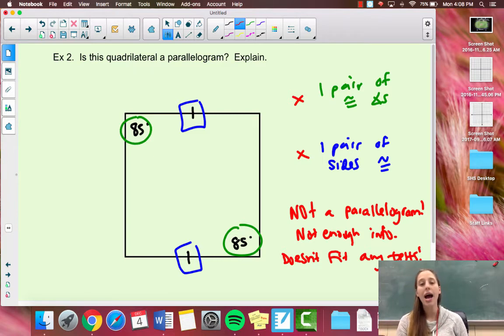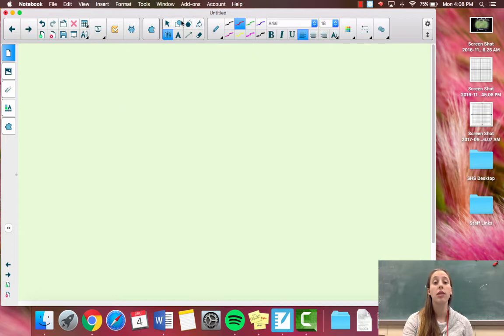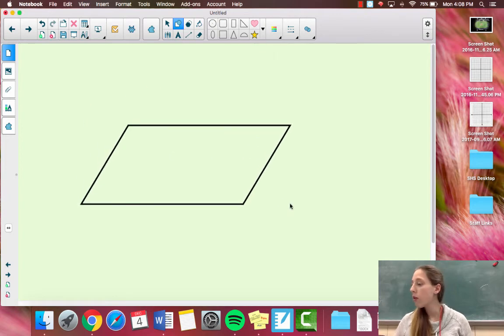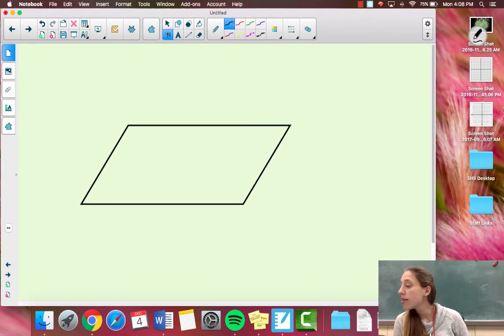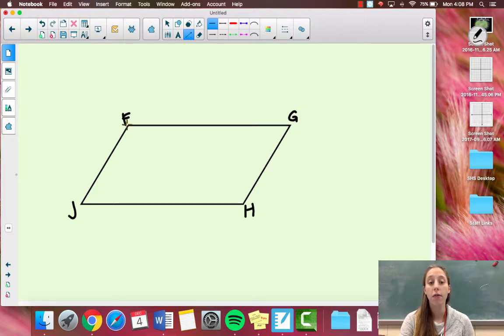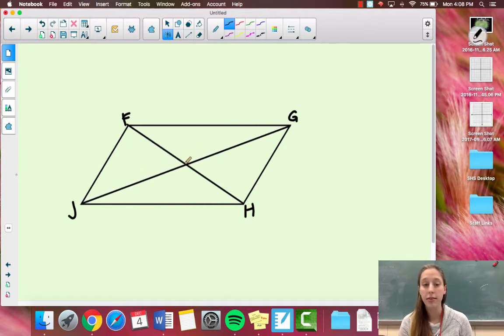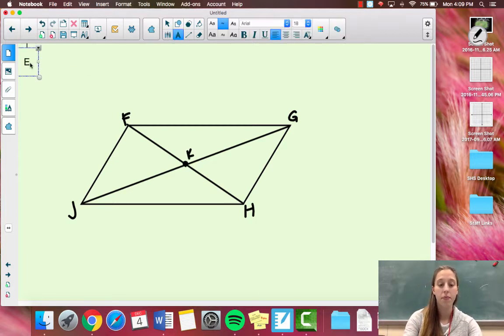All right. So now we're going to use these rules in a little bit more of a solving setting. So, for example, if I give you this picture, and we're going to label this JFGH. So this is J, F, G, and H. And then we're going to also draw diagonals in here from F to H, and then from J to G. And where those diagonals intersect is going to be at point K. And so we'll have this as example 3.